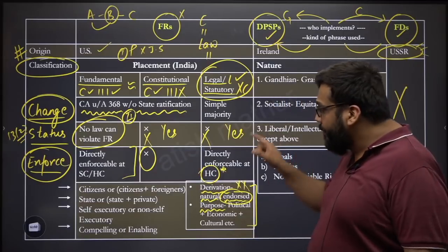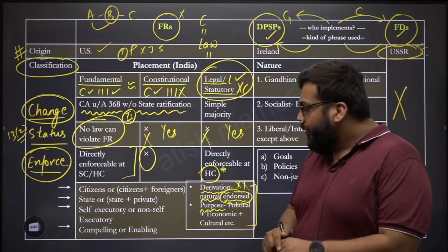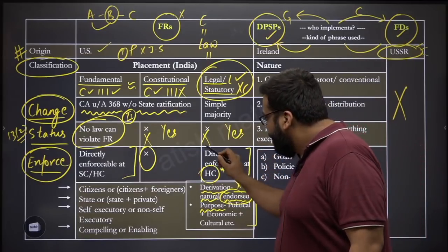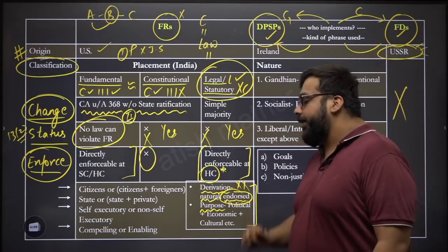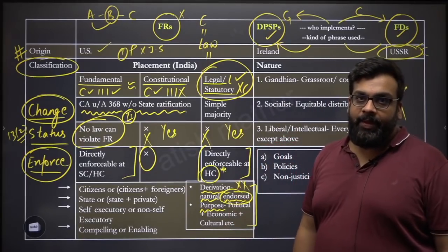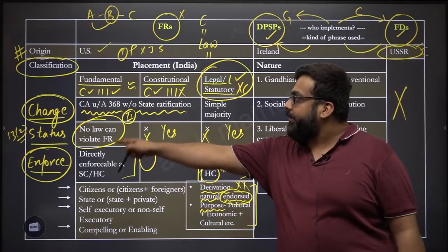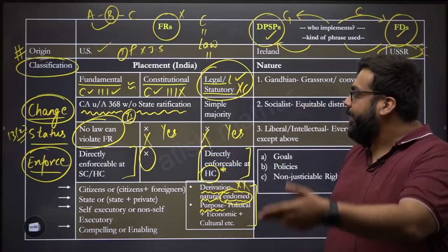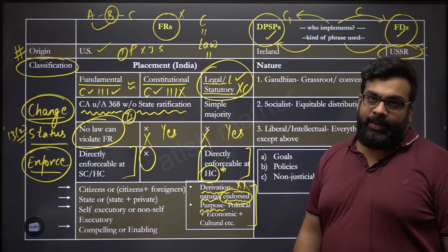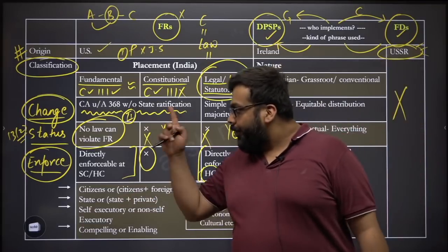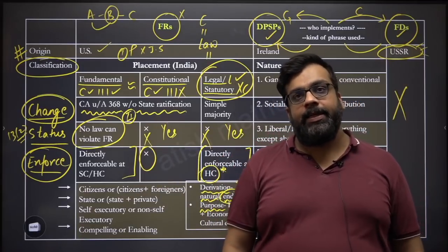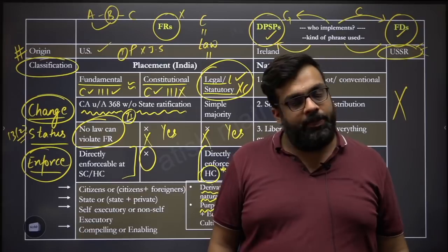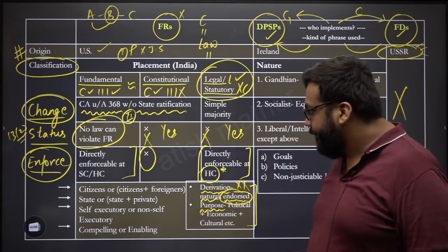Anyways, but in legal rights, you only have the option to directly go to the High Court. You can't show up at the Supreme Court. Now, this makes fundamental rights superior to statutory or legal rights. Two reasons. One, no law can violate a fundamental right, and if a fundamental right has been violated, you can directly go to the Supreme Court. Okay? Clear.